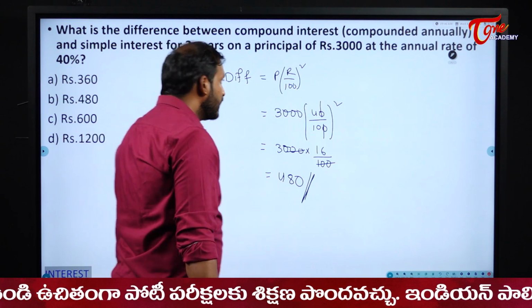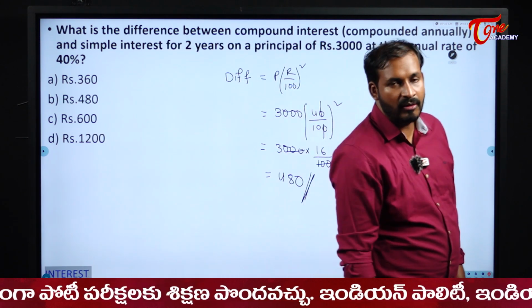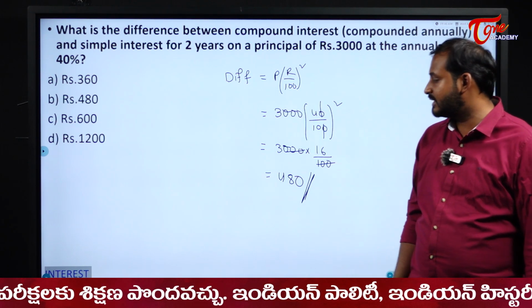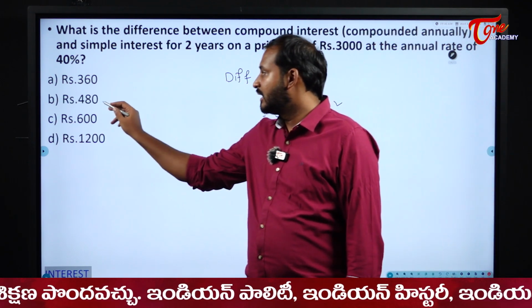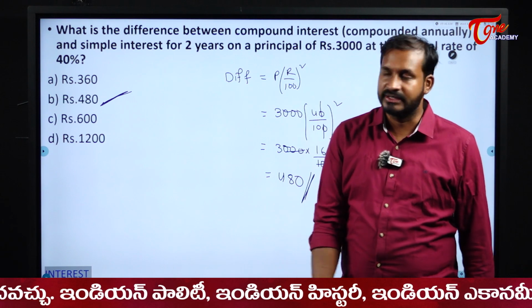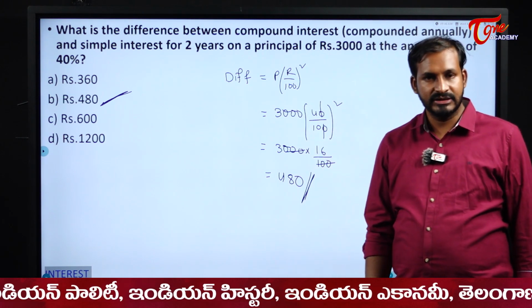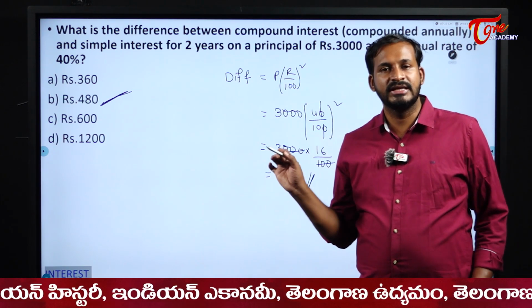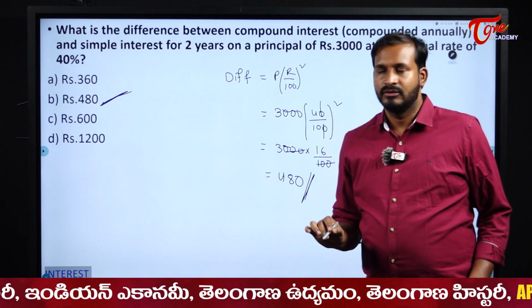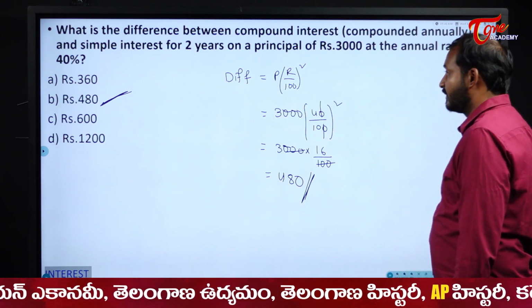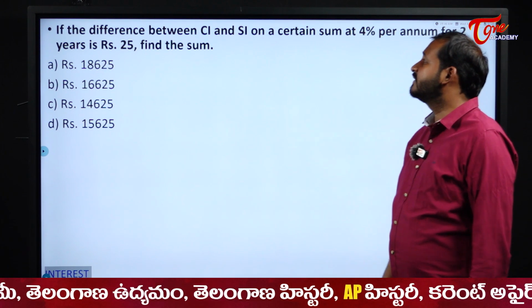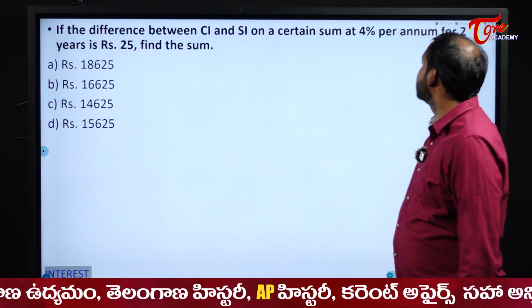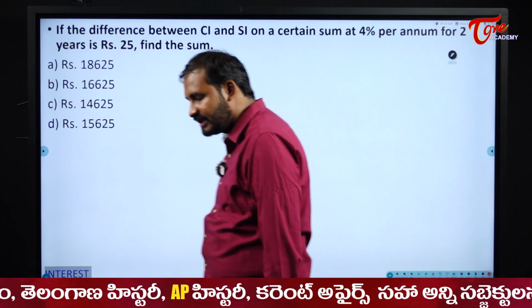So what will be the difference between compound interest and simple interest for 2 years? 480 rupees. It will be 480 rupees. Understood? Okay. With this formula, you will get the answer very easily and effectively. Okay. Right. Next one. If the difference between CI and SI on a certain sum at 4% per annum for 2 years is 25, find the sum.